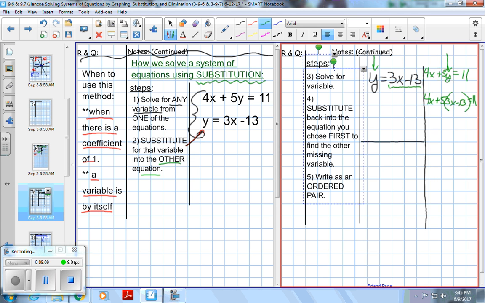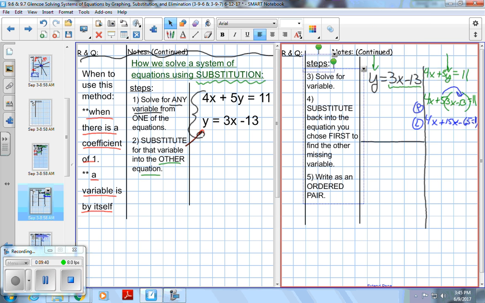And since there's only 1 variable, we use our skills we learned back in chapter 8. You know it, good old PEMDAS, to get x all by itself. So we have a distributive property. We're going to do 4x plus 15x minus, I've got to do some math here, I need an x there, 5 times 13 is going to be 65, equals 11. Oh, my smartboard is messing with me. Then we have like terms to combine. So we're going to have 19x minus 65 equals 11.